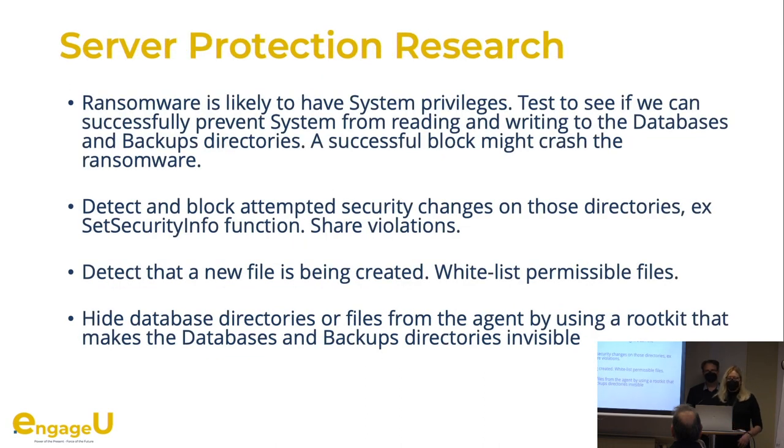So a couple things we looked into is, ransomware is likely to have system privileges. So we could test to see if we could prevent system from reading or writing to the database or backups directory and block ransomware. Or we could detect security changes on those directories. And that's how we would know this wasn't normal if something like that was happening. And I wrote a little PowerShell script to detect if a new file was created. And then I found out that a lot of people recommend you turn off PowerShell on servers if you don't need it, because that can often be compromised by ransomware gangs. But the really pro ransomware gangs turn it back on anyways, so that's a toss-up.